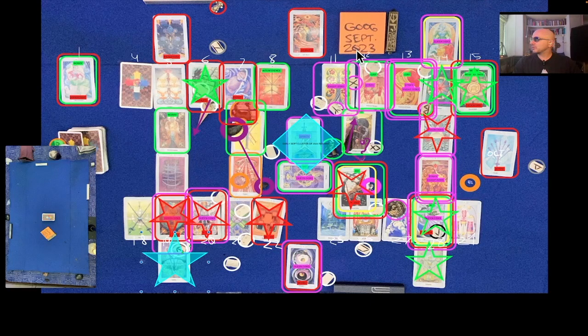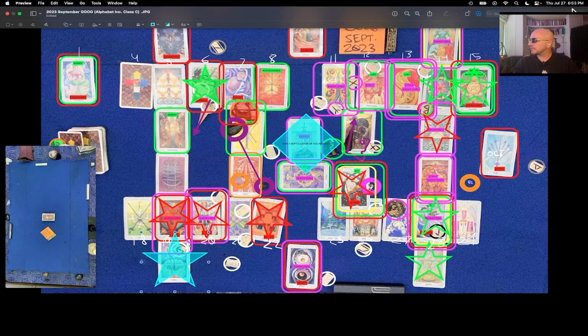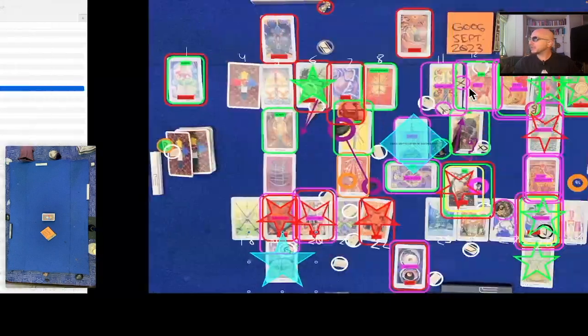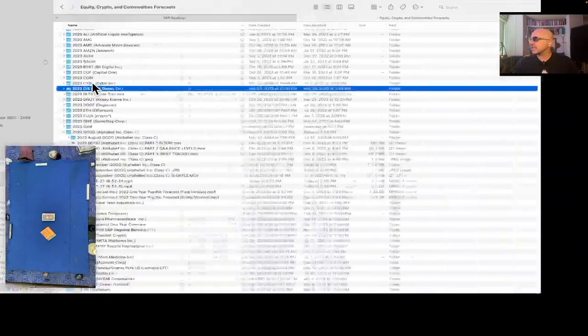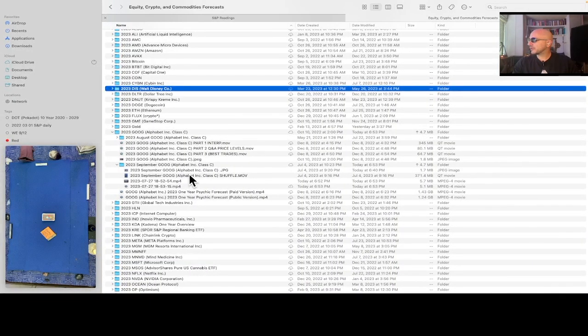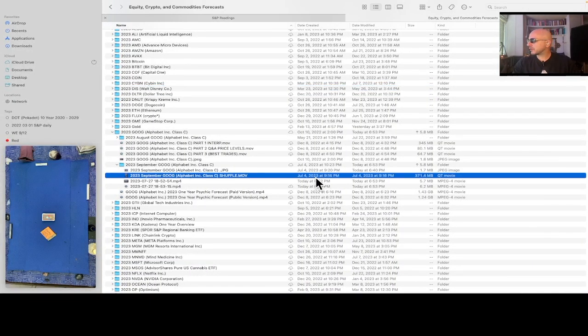This is the Google 1-month overview reading for the month of September 2023. It's currently July 27th, 2023, 6:53 p.m. Eastern Time. Google at the time of this reading in the extended hours is currently $130.18, that's USD. And the shuffle file for the Google reading for September was created on July 4th, 2023 at 9:16 p.m. Eastern Time. That's this video right here.